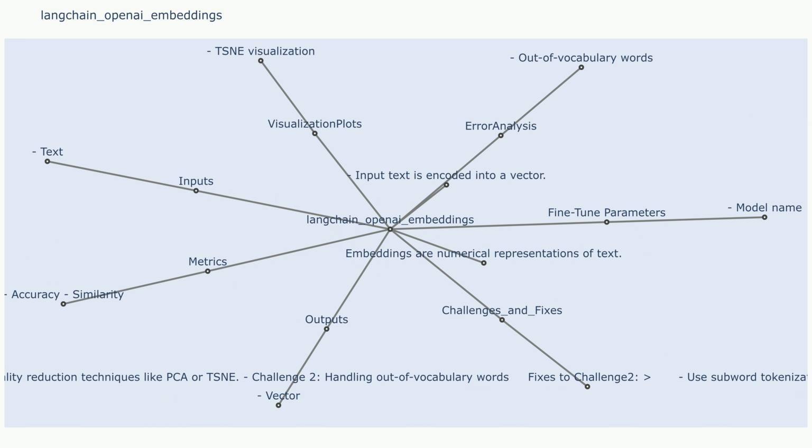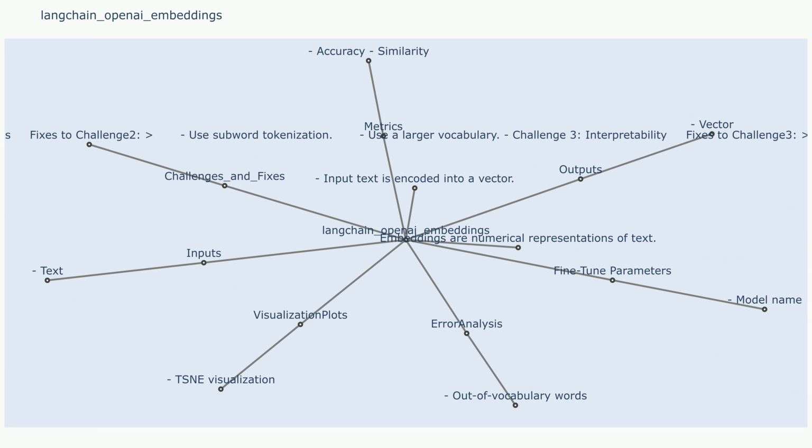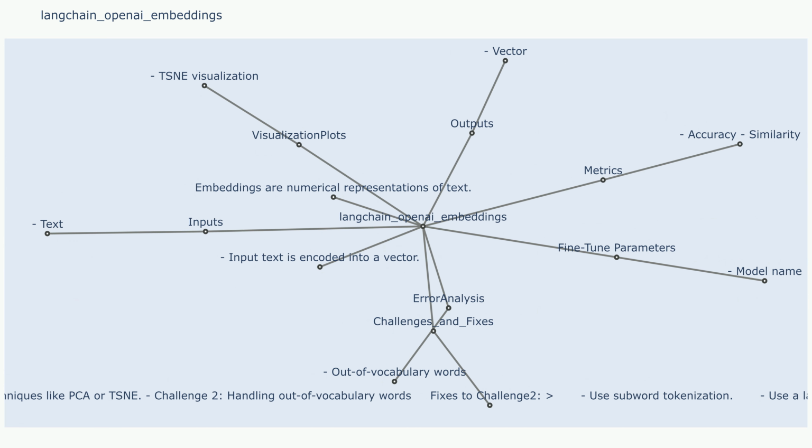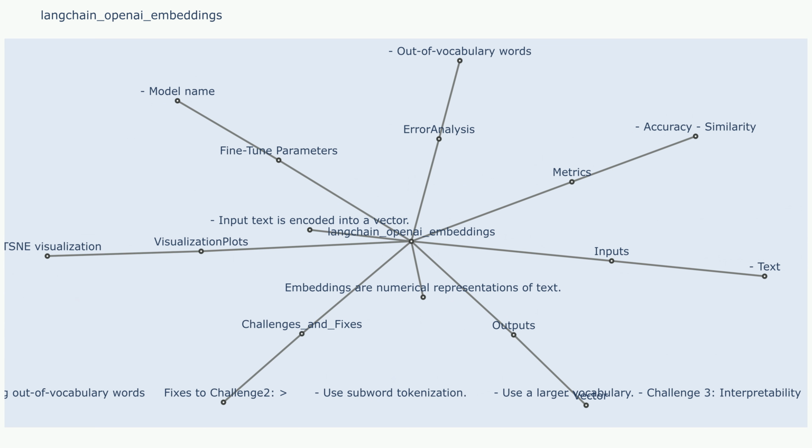Choosing the right model. Choosing the appropriate embedding model can be challenging, as different models are optimized for different tasks. Sample use case that resulted in challenge 1: using a text similarity model for an information retrieval task may lead to suboptimal results. Fixes to challenge 1: carefully consider the task at hand and choose a model that aligns with the specific requirements. Experiment with different models to find the best fit for your use case.